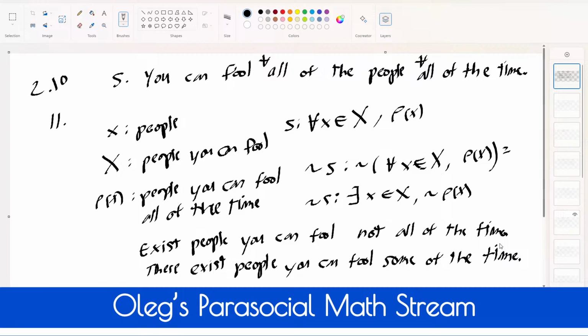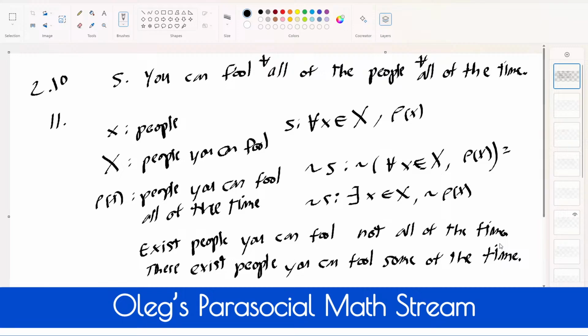All right, let's see. Okay, there are answers. It says there are several ways to negate this, including there is a person that you can't fool all the time. Exist people you can fool not all the time, so that's what I wrote. Not all the time. So when I rewrote that into some of the time, that's understood to mean not all of the time.